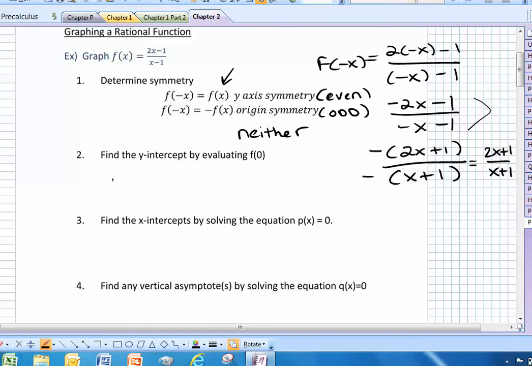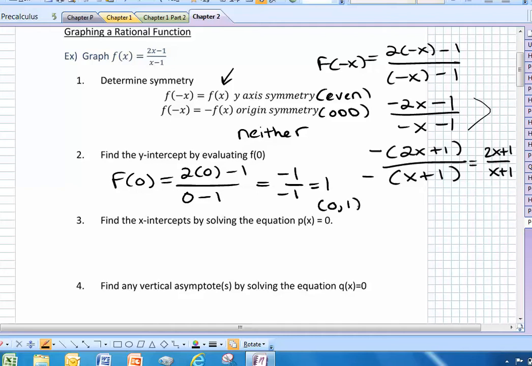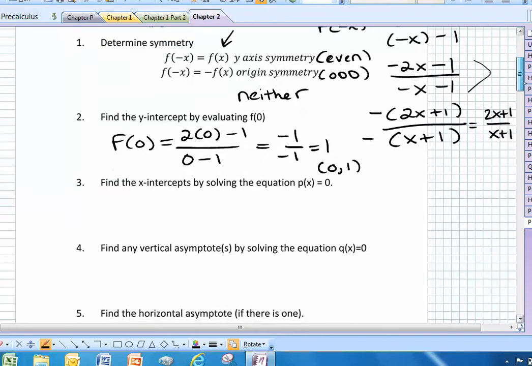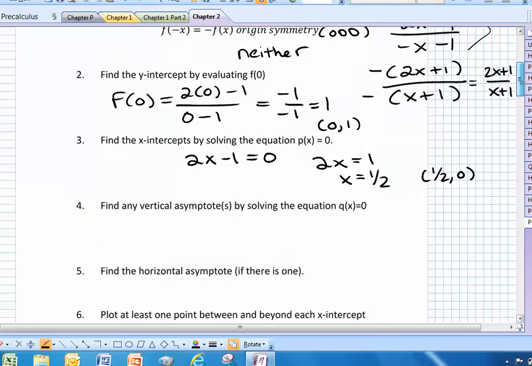Find the y-intercept by putting 0 in for x. So I get negative 1 over negative 1, which is 1. So the y-intercept is (0, 1). Then I find the x-intercept by just setting the top equal to 0. So 2x minus 1 is equal to 0. So 2x equals 1, x equals positive 1/2. So (1/2, 0) is the x-intercept.